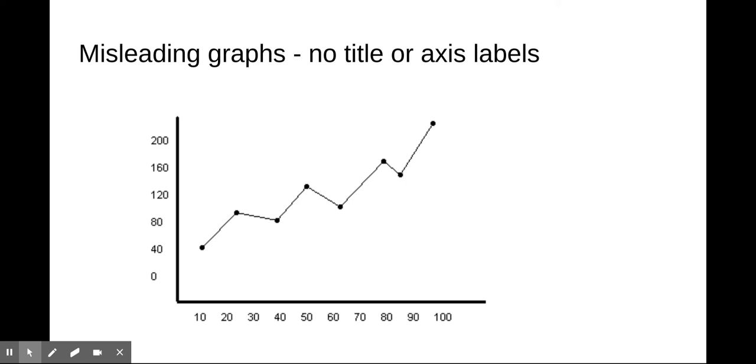And then if we don't have any title or axes labels. So here we have this graph and it's a line connecting these different dots, but we have no idea what this graph is showing. Is it showing time? Is it showing distance, age, money? We don't know. So graphs that don't have a title or any X or Y axes labels, those are misleading graphs. And all these are types of graphs that we should not use.